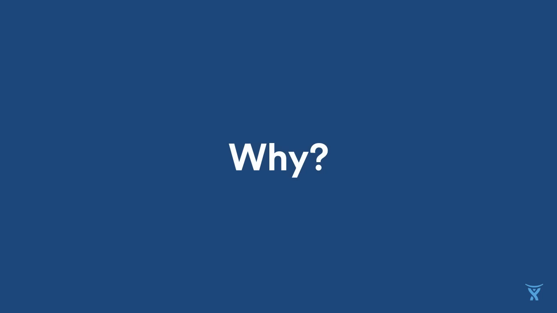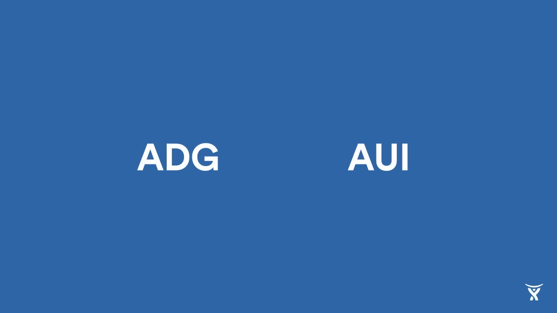The next important thing is why? Why is this so important? Why are you doing it? In my job, ADG is what to do and why you do it, right? It's the design guidelines. And AUI is the code for implementing this stuff.